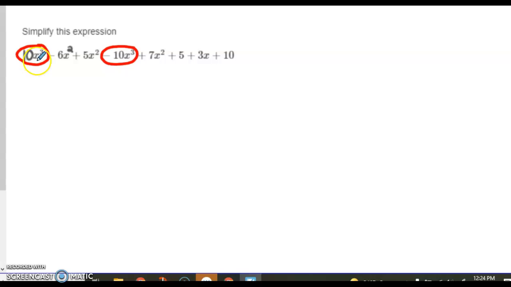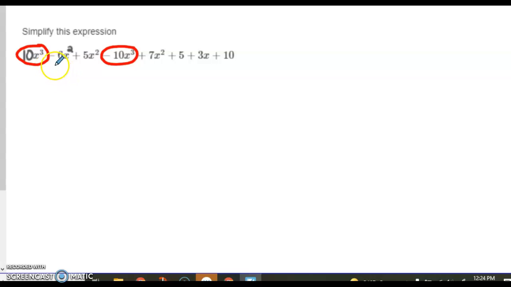So I have 10x cubed minus 10x cubed. That means there's no x cubes left. You don't put a 0x cubed because there are none left. So you just leave that blank. There are no x cubes. So we're not going to put anything for that.